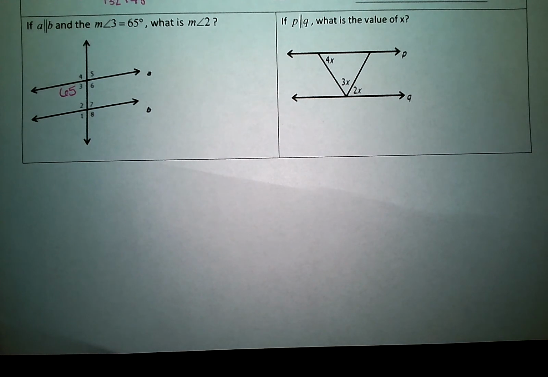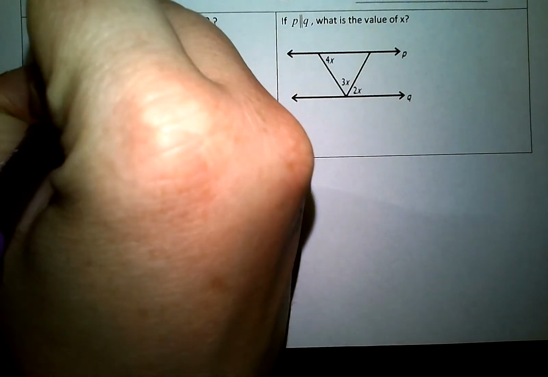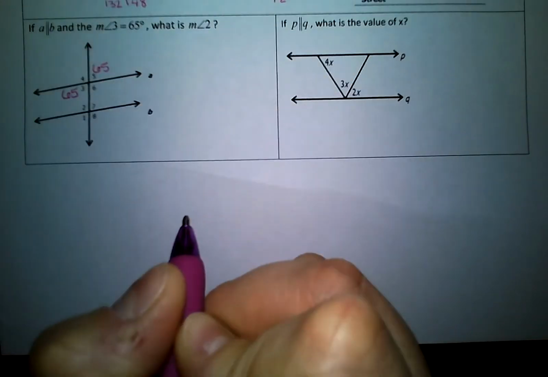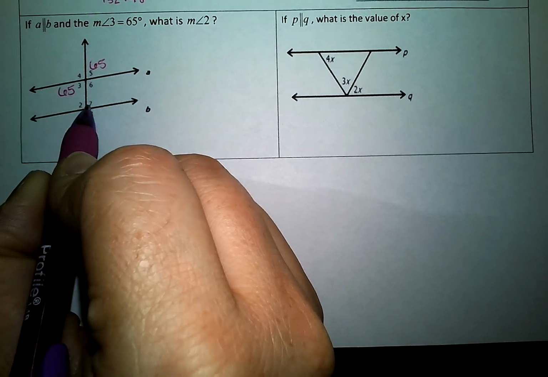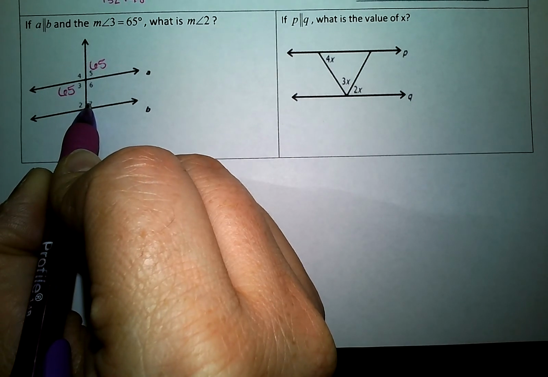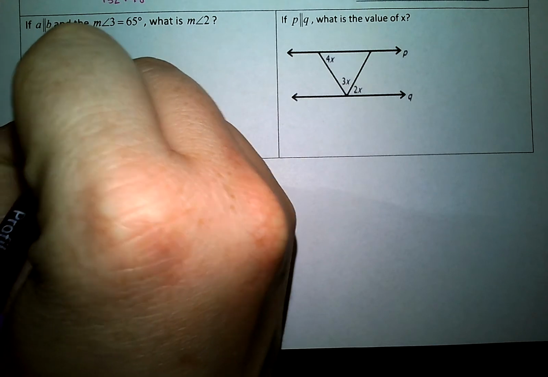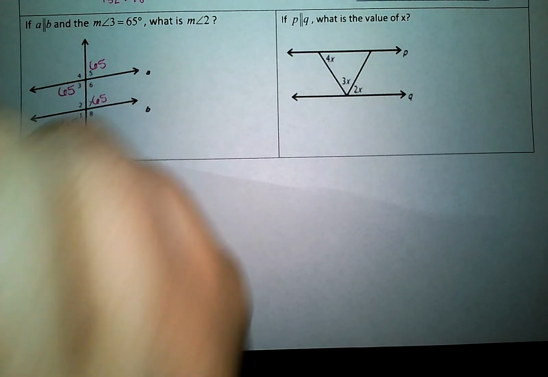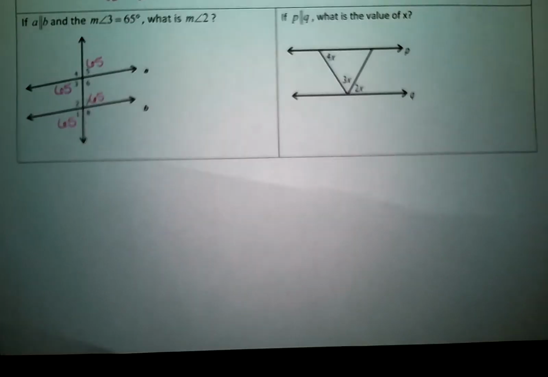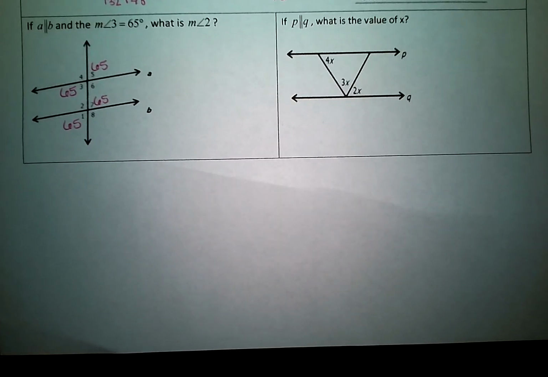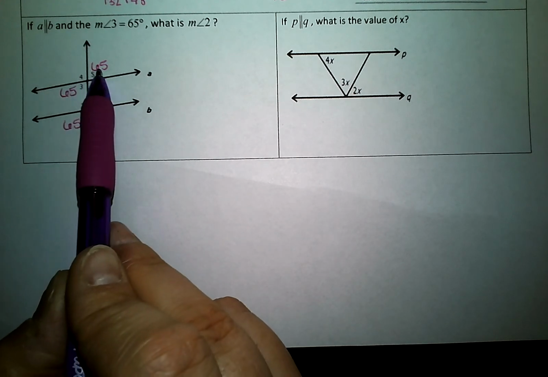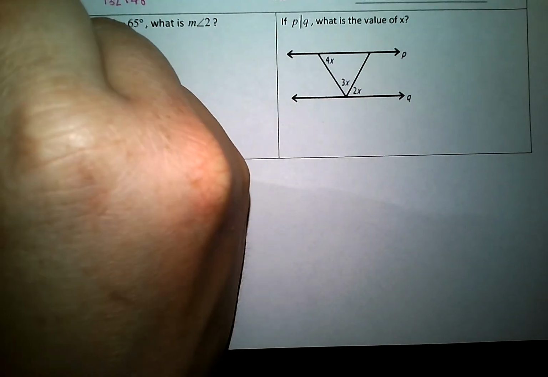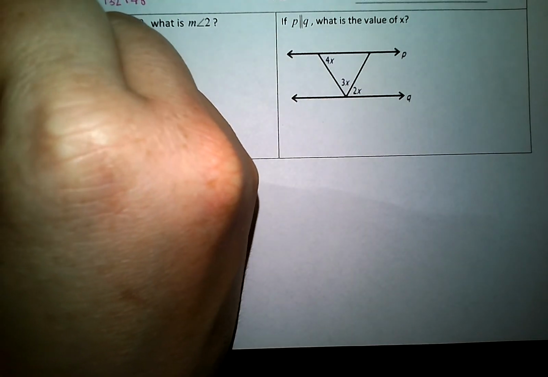I'm going to go ahead and label my picture with all the 65s I can find. Angle 5 is vertical, so it's 65 degrees. Angle 7 is an alternate interior pair to angle 3, so it's 65 degrees. And angle 1 is corresponding to angle 3, so it's 65 degrees. Now, using linear pairs, I can find all the other missing angles. 180 minus 65 leaves me with 115 degrees.